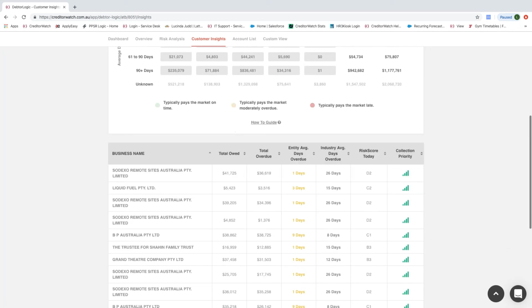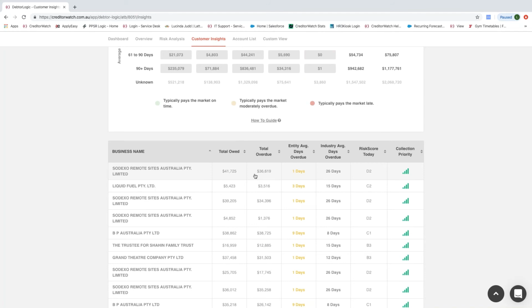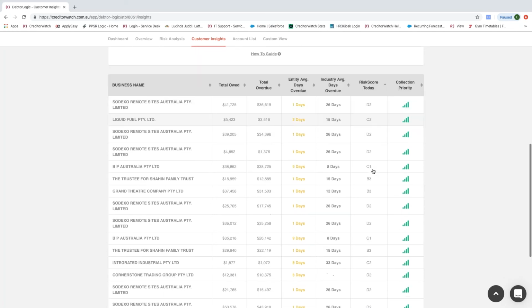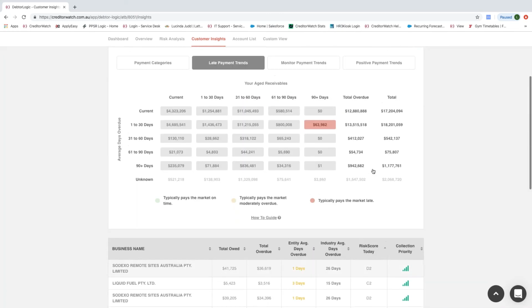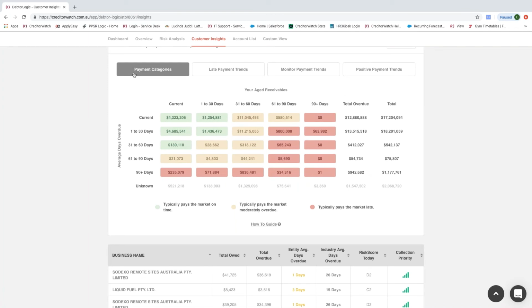You can also see it's giving you the total amount owed, total amount overdue, and the average days overdue, which is what you're seeing generally in those payment predictor graphs we just went through. And you're also seeing the risk score rating as of today. So some of the D2s would be my focus, definitely. In terms of another area to focus on, I think Thomas would agree, is this portion here. I'll let him explain this one.